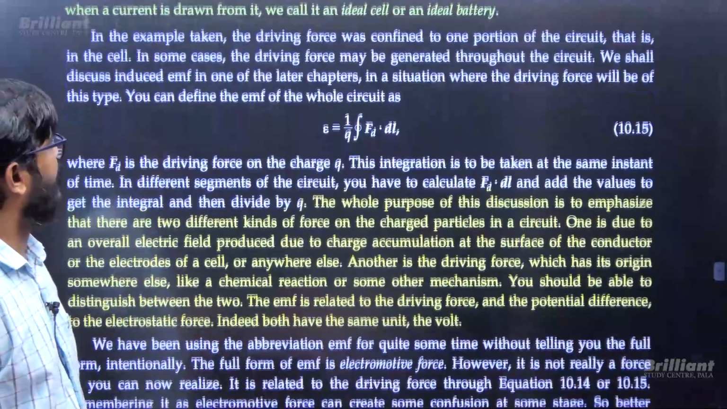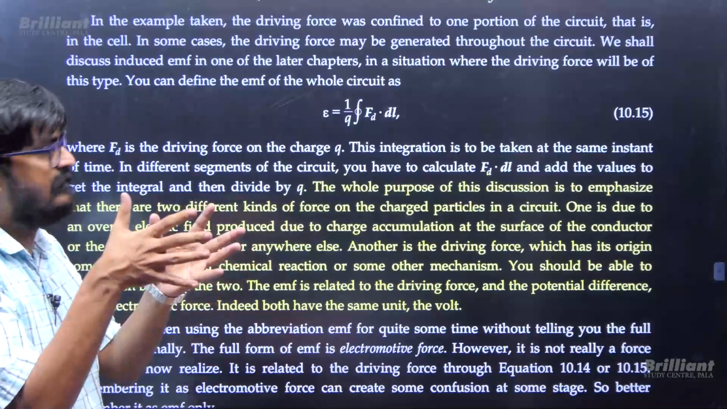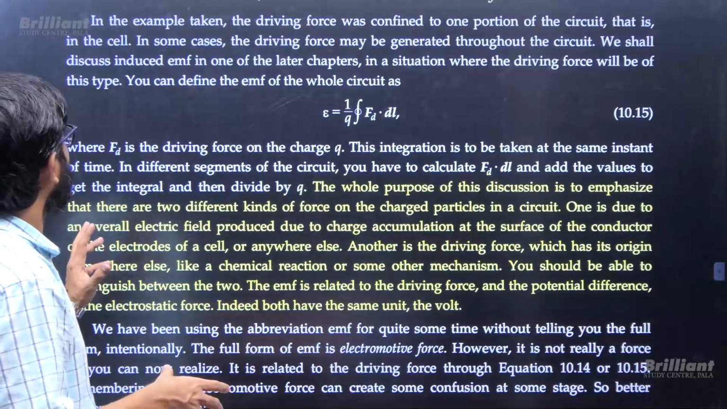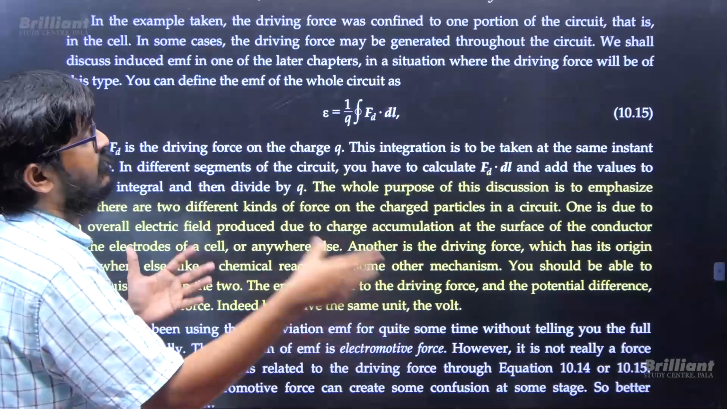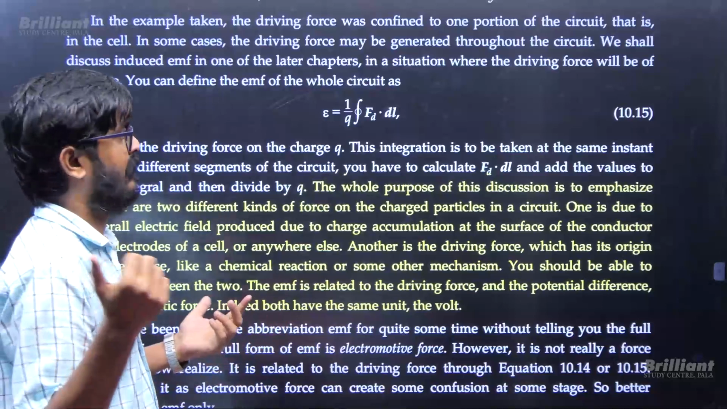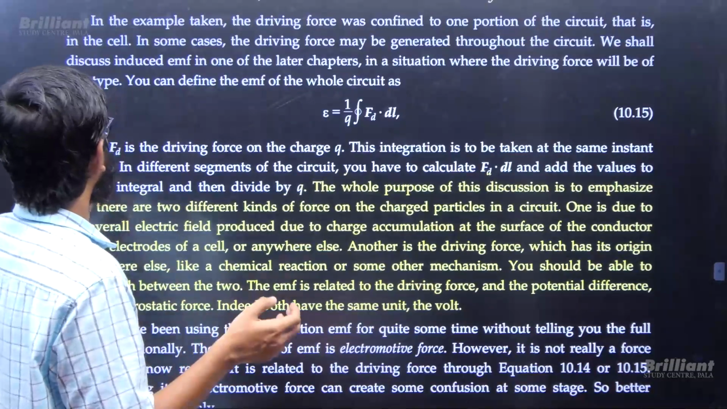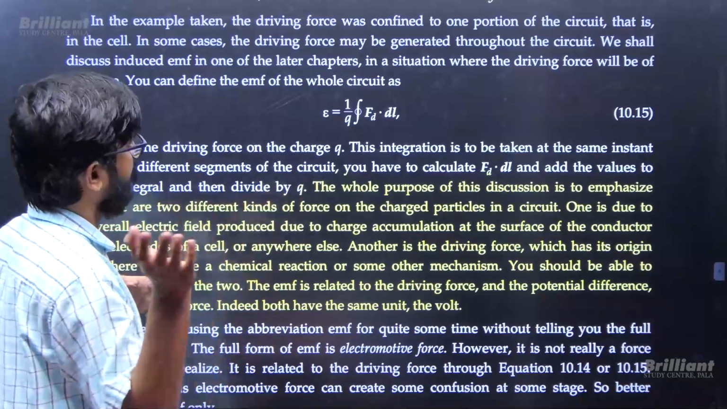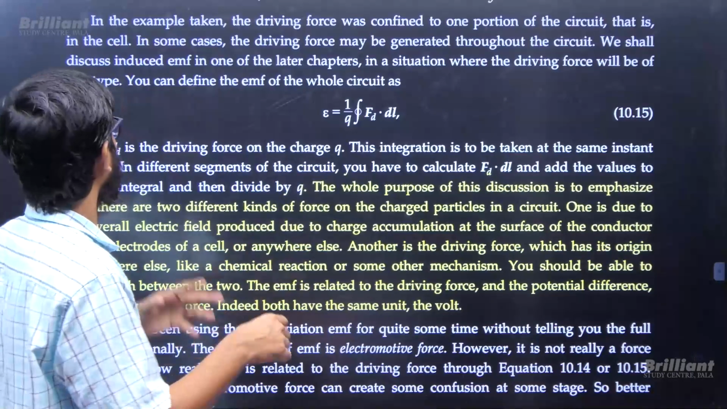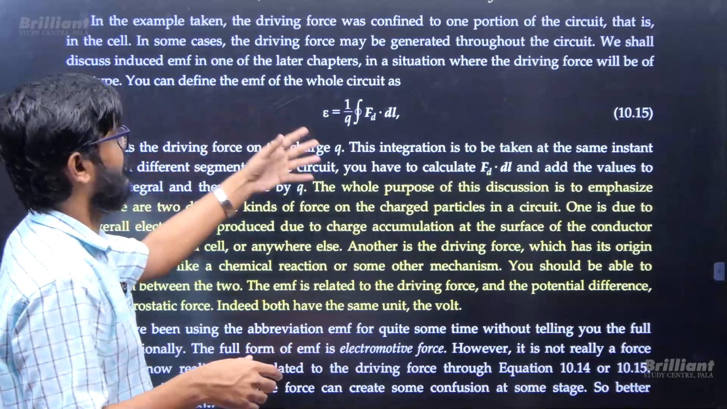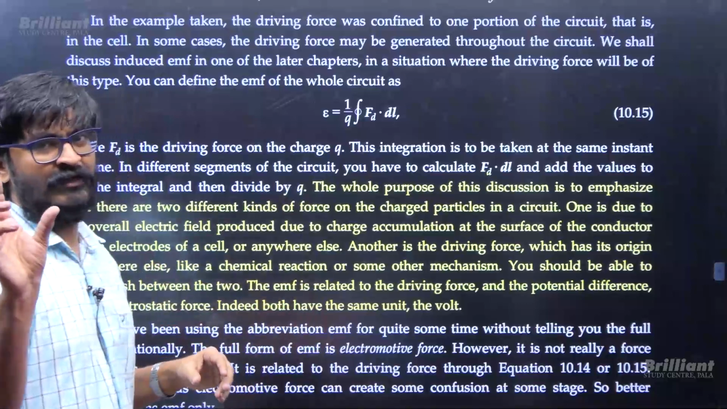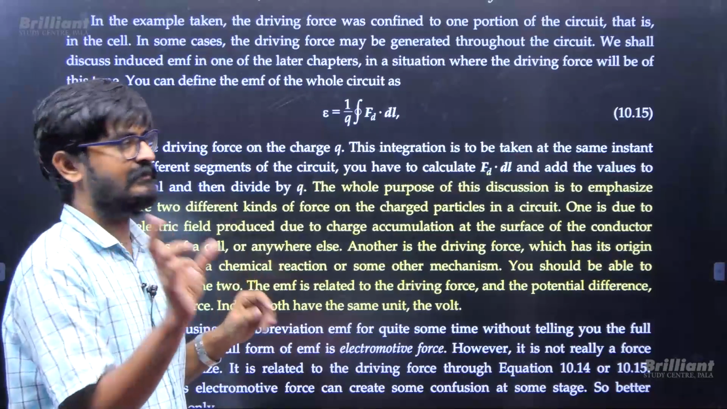Okay, in the example taken, the driving force was confined to a particular portion which is inside the cell of the circuit. In some cases, driving force may be generated throughout the circuit, which you will see in EMI. We shall discuss induced EMF in one of the chapters later, that is EMI, in a situation where the driving force will be of this type. You can define EMF for the whole circuit. Now, we are defining EMF only inside the cell, right?